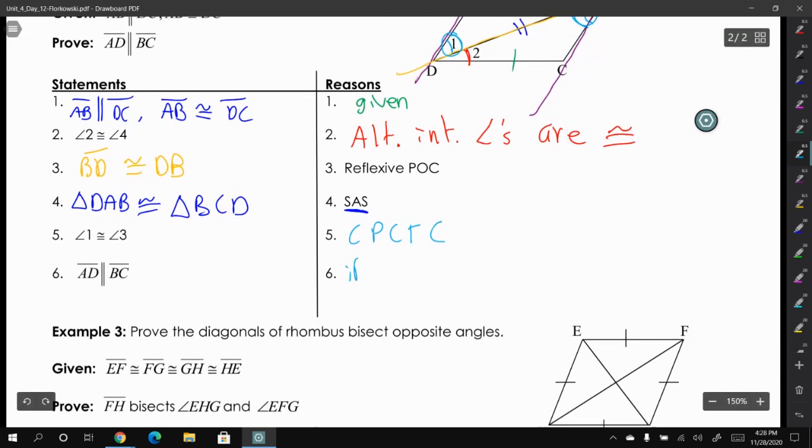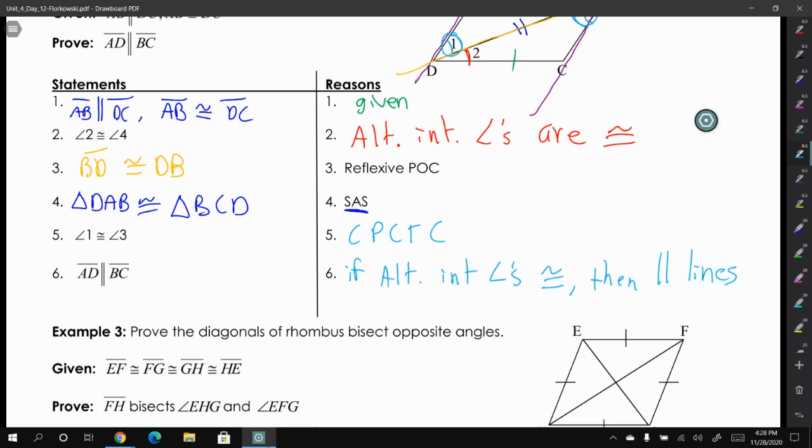So our reasoning is going to be a little bit different than reason number 2. So we're saying, oh, if the alternate interior angles are congruent, then the lines are parallel. Where reason number 2 was, hey, the lines are parallel, so that means the alternate interior angles must be congruent. So be careful about using the converse correctly.